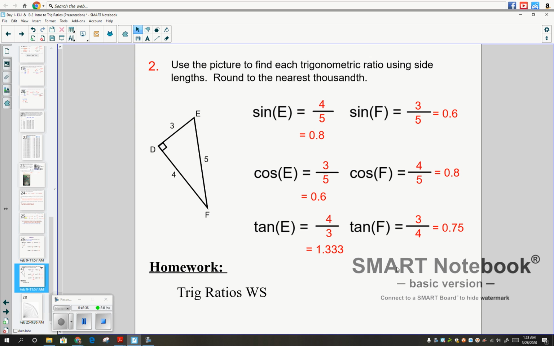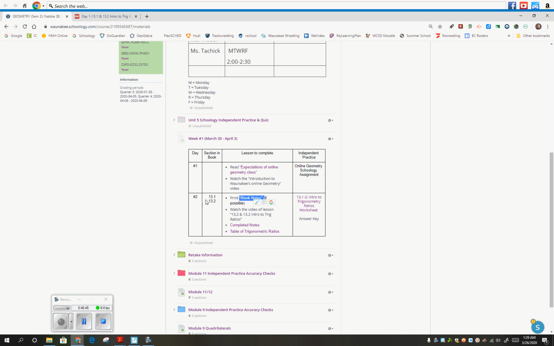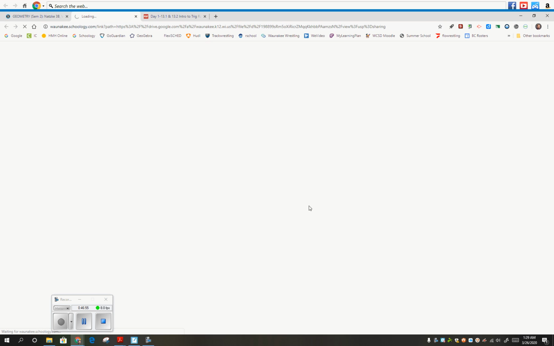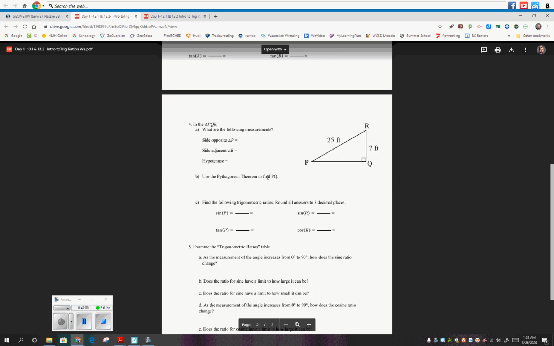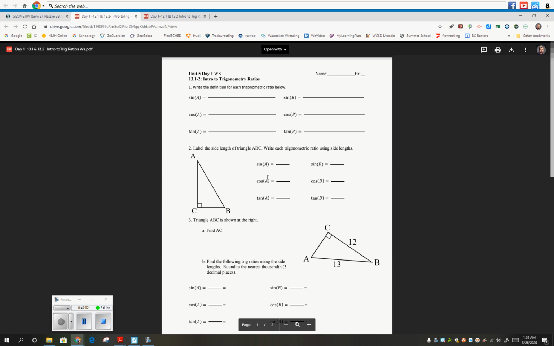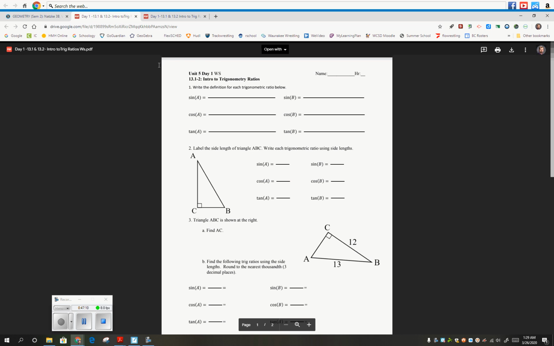Your independent practice assignment is a trig ratios worksheet. Where can you find that? It's in Schoology. If you go to Schoology, remember this was day 2. My right column here is the independent practice. Intro to Trig Ratios worksheet. If you click on this, the worksheet will pop up. You can print that off if you have a printer. If you do not, then just do it by hand on a blank piece of paper, answering those questions.